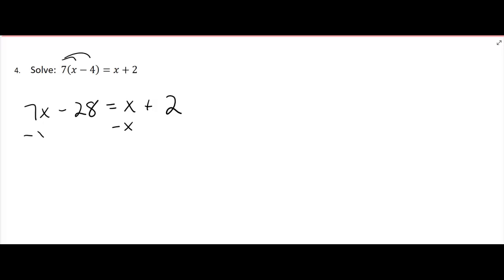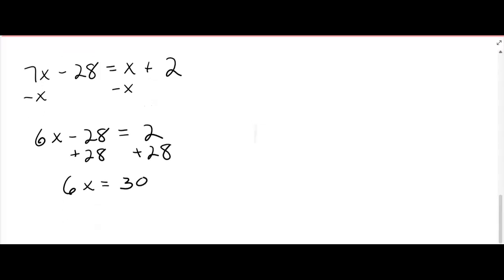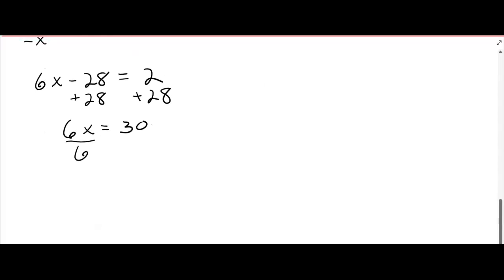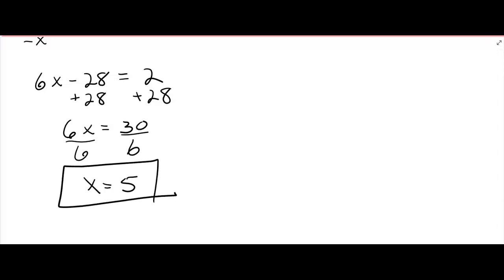Okay, subtract x. So we get 6x minus 28 equals 2. Add the 28. You're going to get 6x equals 30. And so dividing by 6, you get x equals 5. So hopefully that was the last problem and you said, oh, that was an easy one.